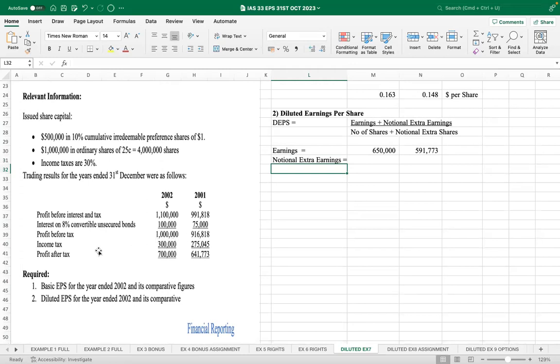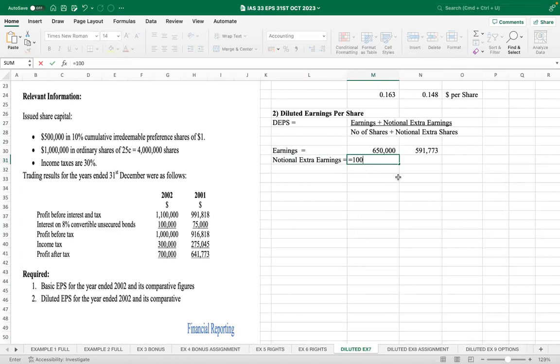of tax. Now, what was the interest we used to pay on the bonds? 100,000 and 75,000. So our notional extra earnings, check on this, it will be 100,000, which is the interest, but net of tax. If we remove tax, we remain with 70%. So it will be 70,000. I'm repeating. Notional extra earnings is the savings on the interest when the bonds are converted into ordinary shares.